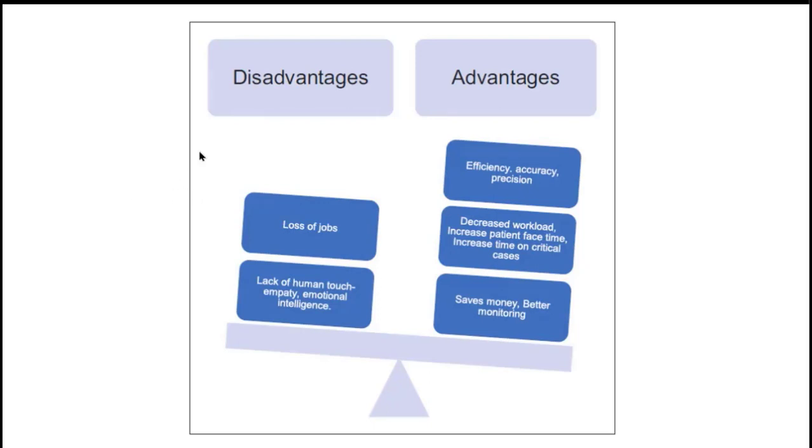Artificial intelligence, like other new technologies, has its advantages and disadvantages. The most important disadvantages are occupying jobs, lack of empathy, inability to communicate emotionally, and lack of emotional intelligence.